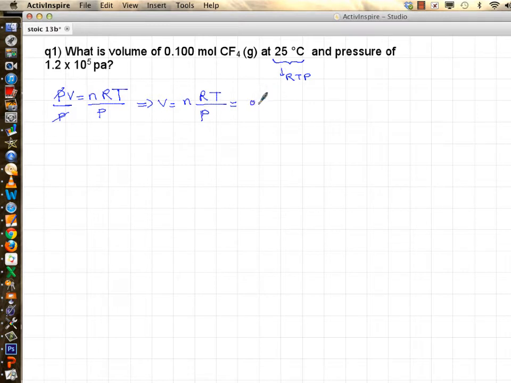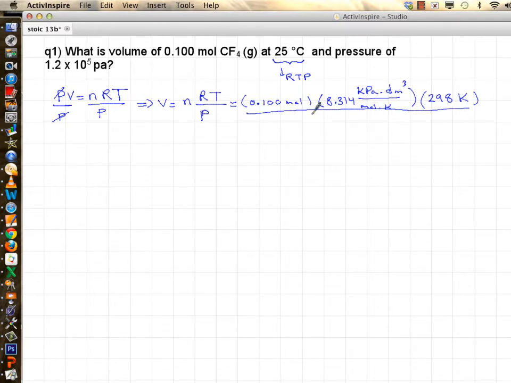So number of moles is 0.100 moles. The identity of the gas is not important. Times gas constant 8.314. Hopefully you remember it's kilopascal times decimeter cube divided by mole times Kelvin. Times temperature converted to Kelvin, you always have to do that, add 273, so it's 298 Kelvin. Divide the entire numerator by the pressure. Although you have to convert your pressure to kilopascal, take it 3 decimal places to the left. So it's 1.2 times 10 to the power 2 kilopascal.